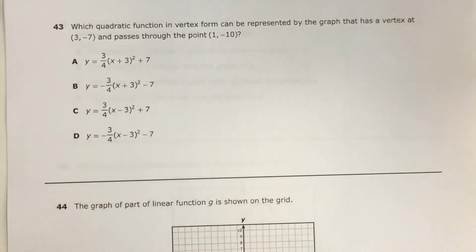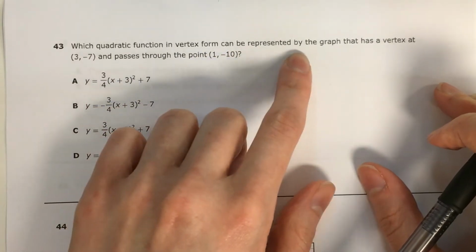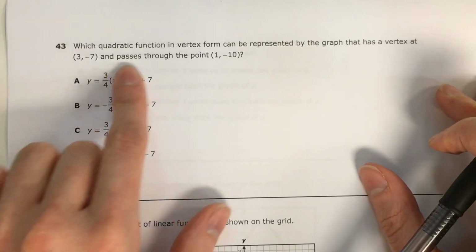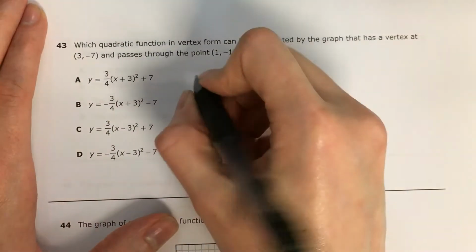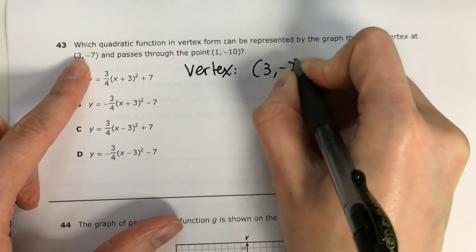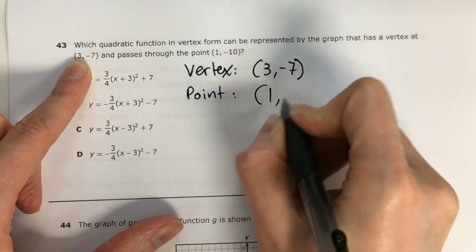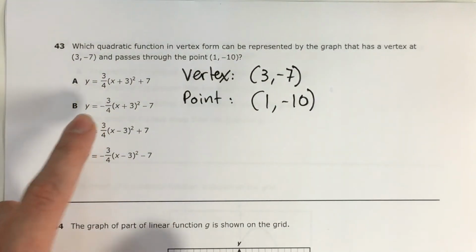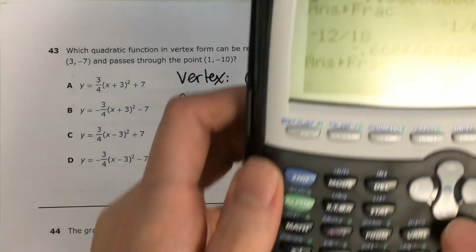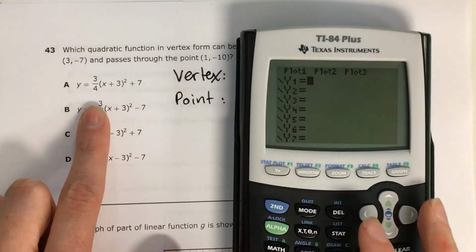43. Which quadratic function in vertex form can be represented by the graph that has a vertex at 3, -7 and passes through the point 1, -10? So the vertex is 3, -7, and I have a point, just a regular point, at 1, -10. What I'm going to do is one by one, I will put these in the calculator and check the points. So let's go ahead and push y equals, clear everything. Let's put this in the calculator.